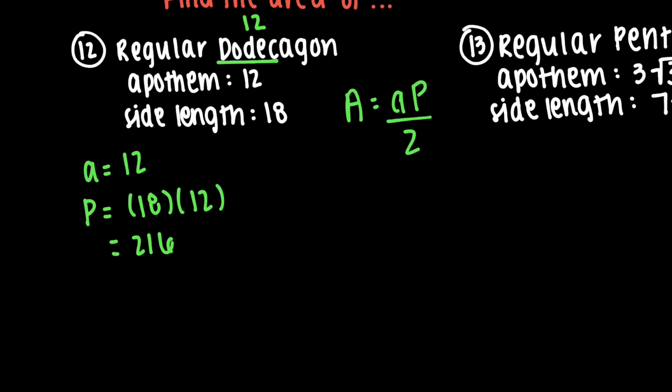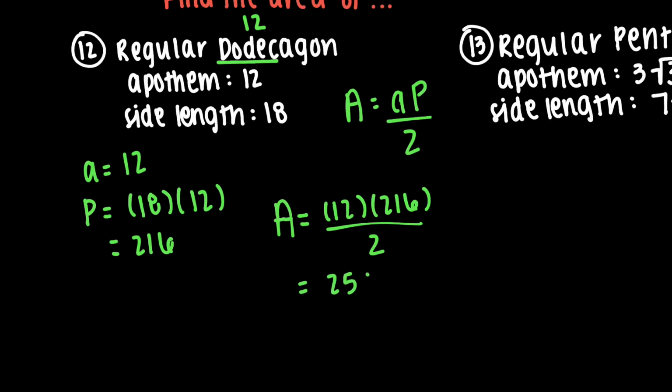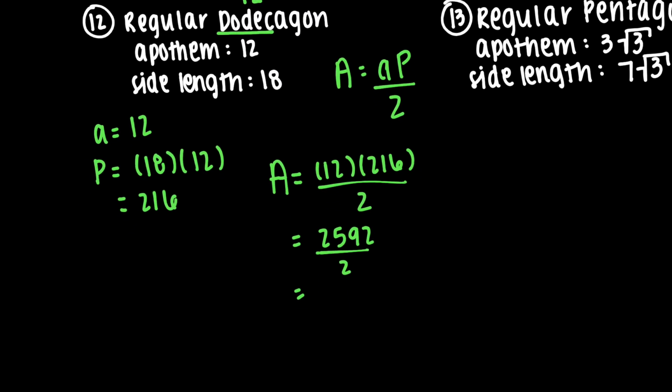I can now go ahead and start plugging stuff in. Area equals 12 times 216 divided by 2. 12 times 216 gives me 2592. And your last step is to divide that by 2. So I know my area of this is 1296.